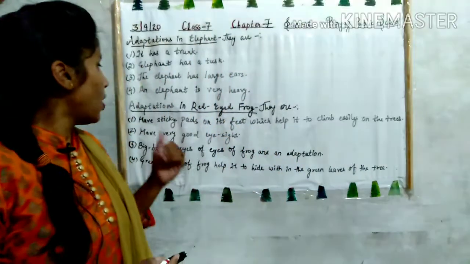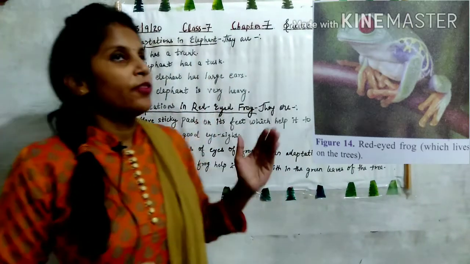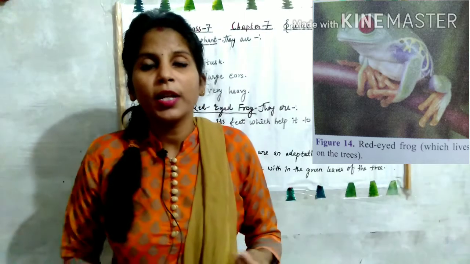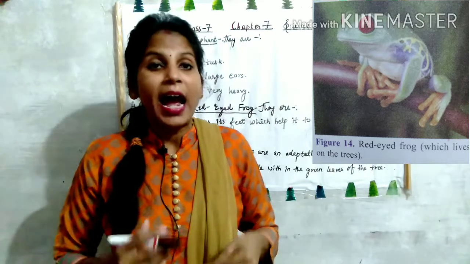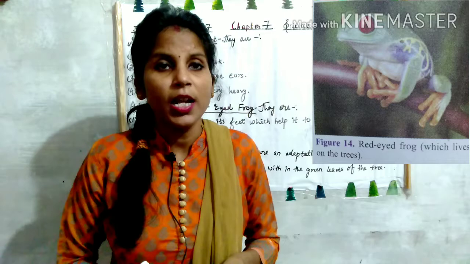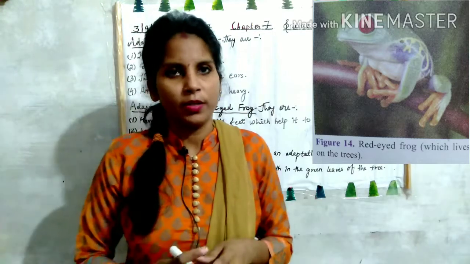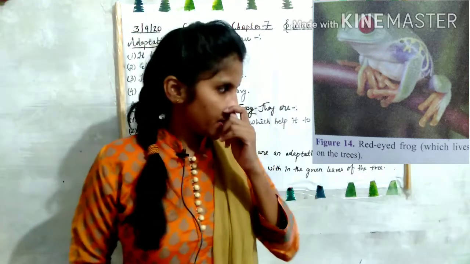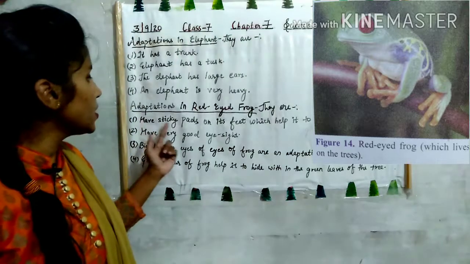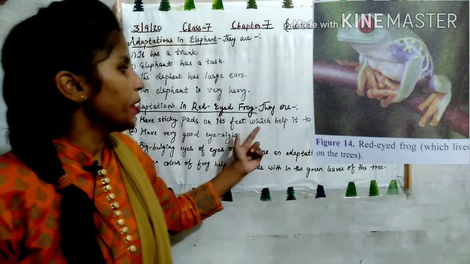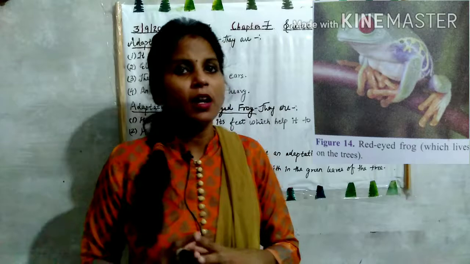Now we will study about the adaptations in red-eyed frog. It is also found in the tropical rainforest, and this frog lives on the tree. It does not live in water. So let us see the adaptations. The first one has sticky pads on its feet which help it to climb easily on the trees.